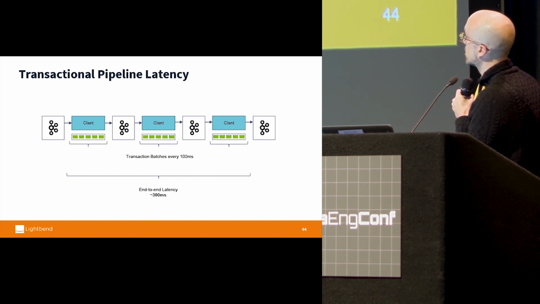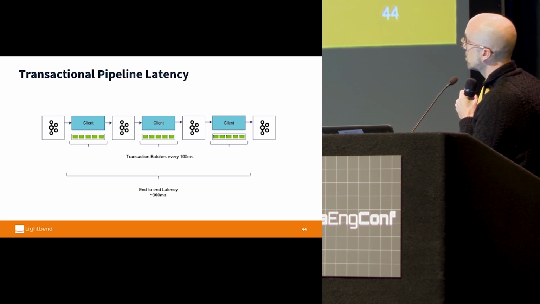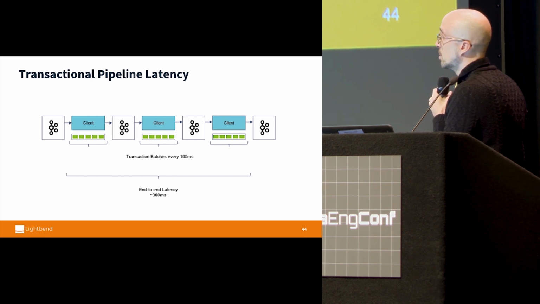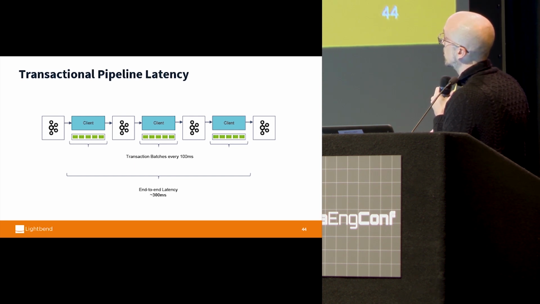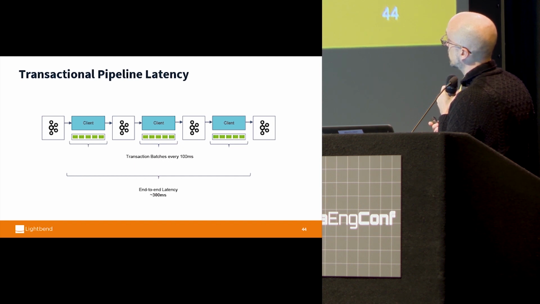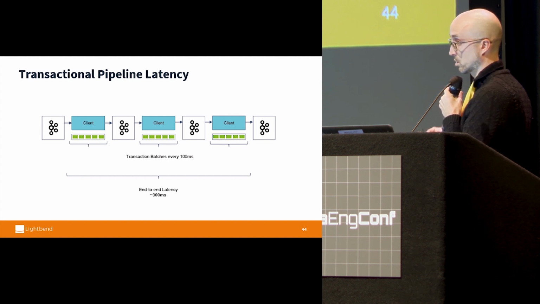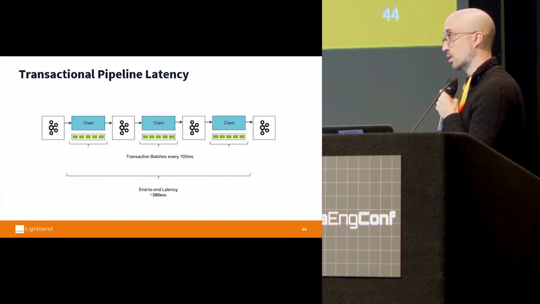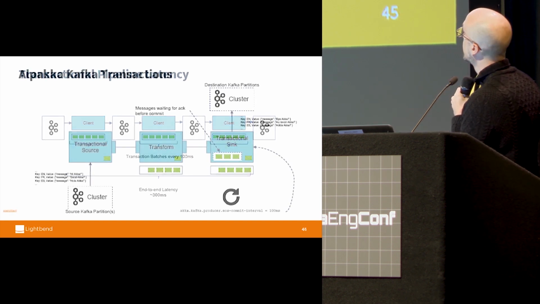So if each one of these is a transactional application, they'll commit based on some sort of interval, whether it's based on time or number of messages. Usually it's time. And say it is time, then the latency you're going to see at the end of this pipeline is going to be an aggregate of all the latency of these transactional commits, because it has to commit a whole batch before the next one can consume them. So this is what you got to watch out for when using this in a longer pipeline.